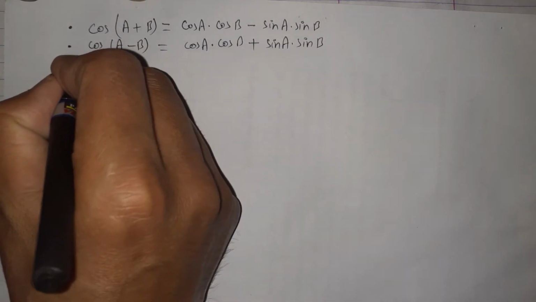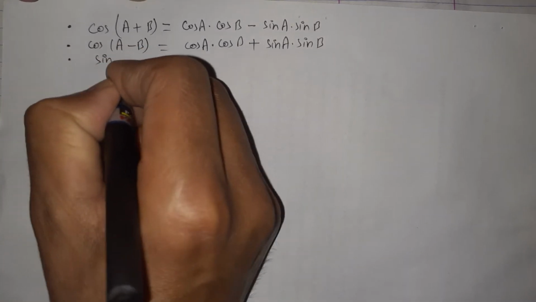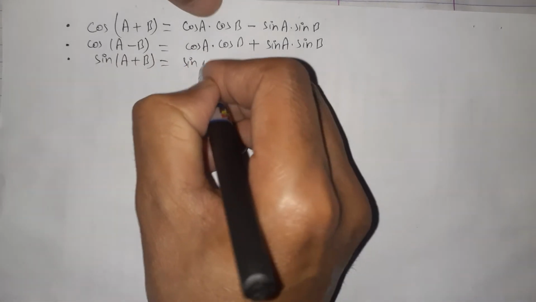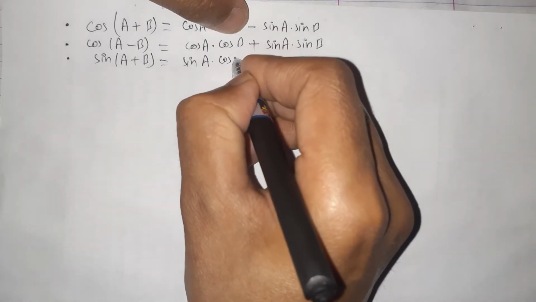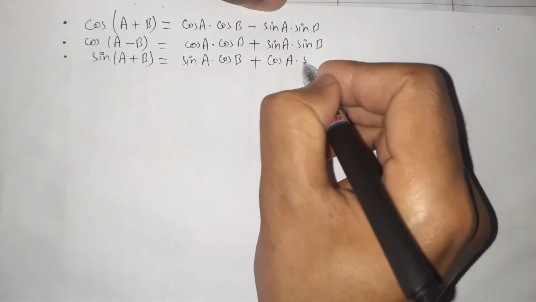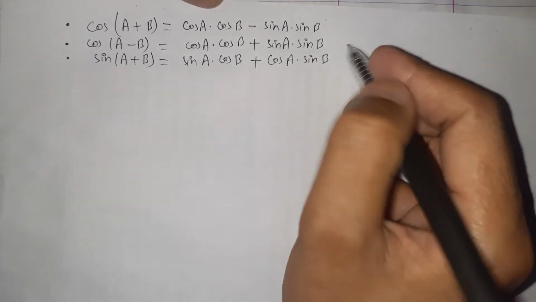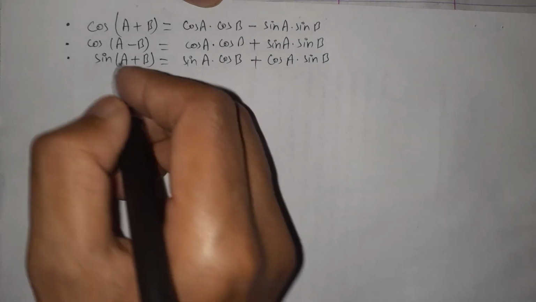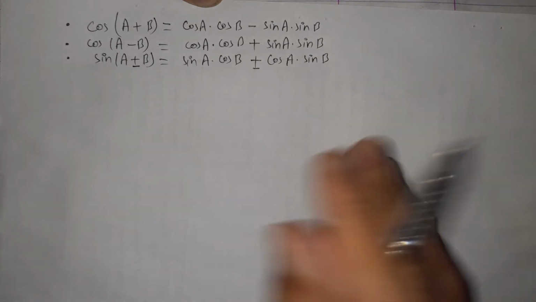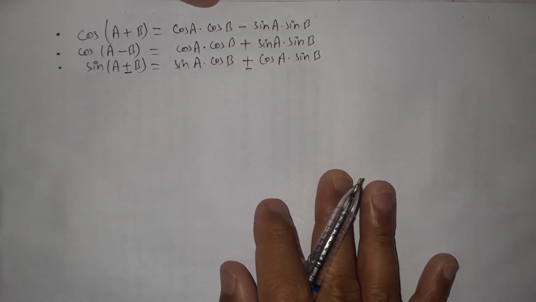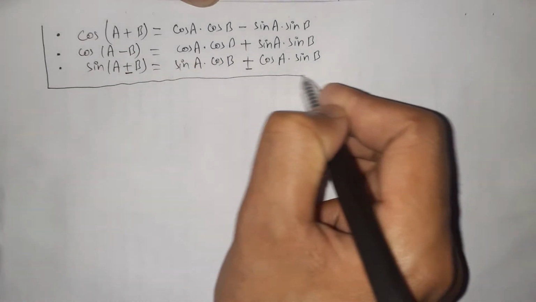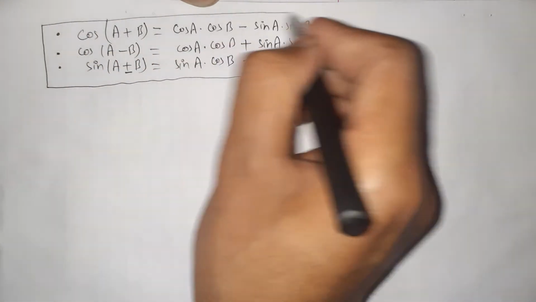Similarly, here we will prove the formula of sine a plus b, which is sine a times cosine of b plus cosine of a times sine of b. This is the formula of sine a plus b. Similarly, the formula of sine a minus b will have the negative sign. In this lesson, we will prove all these four relations of the trigonometric ratio for the compound angle.